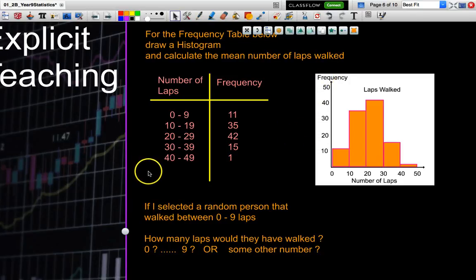In summary, we work out a midpoint number of laps, or median number of laps, and assume that these number of people have walked those numbers of laps.